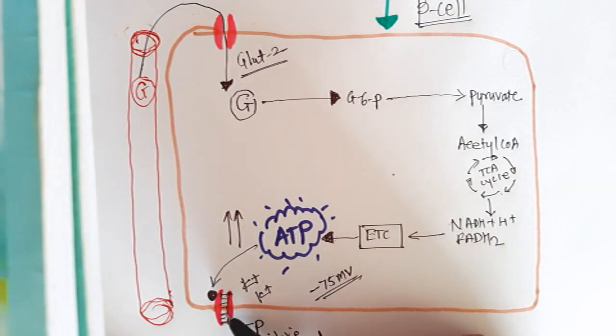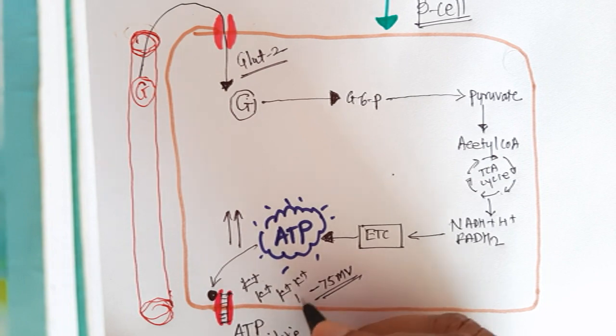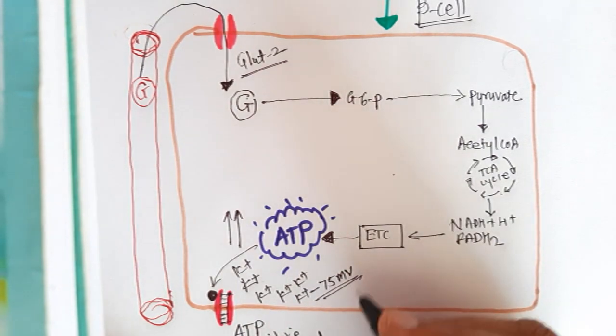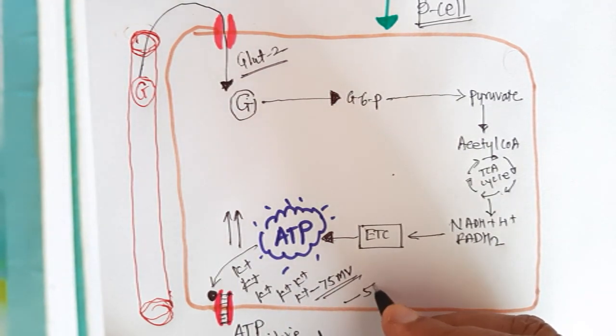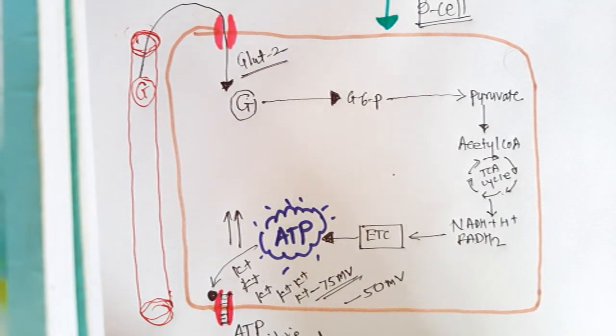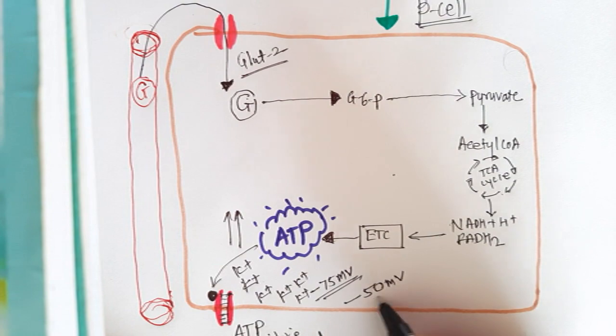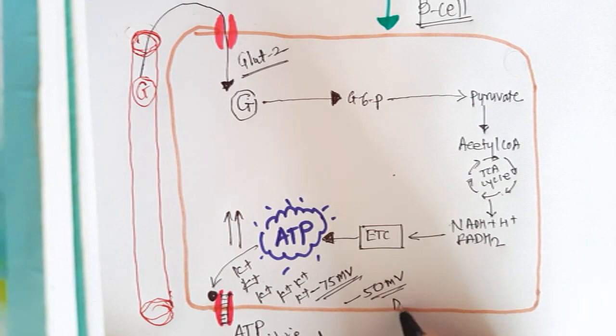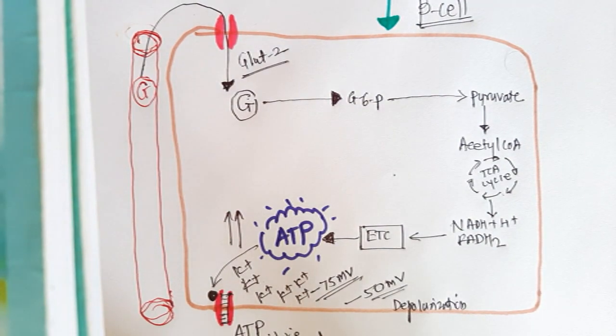Okay, so the blocking of the potassium ion results in an increase in the concentration of positive ions inside the cell, and that results in depolarization of the cell membrane. That means the positivity will increase. So minus 75 millivolts will become minus 50 millivolts. So the positivity inside the cell increases, and that results in depolarization of the cell membrane. So this way the depolarization of the membrane takes place.